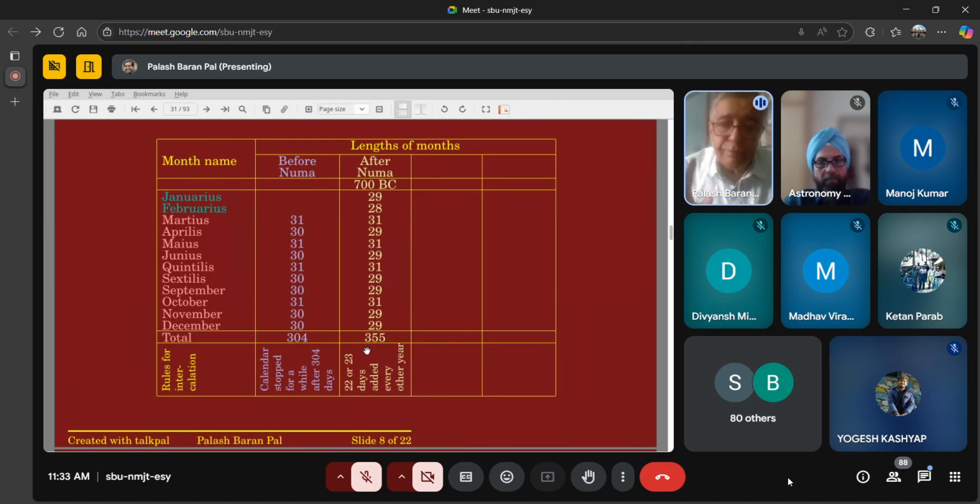These were like 12 synodic months, lunar months. So at this point, the Romans certainly followed a lunar calendar. They had a lunar year. But they would also like to start the March or the Martius at the beginning of spring. So what they do is that this 10 days or 11 days shortfall, they would introduce 22 or 23 days after every other year, so that the March starts in springtime.